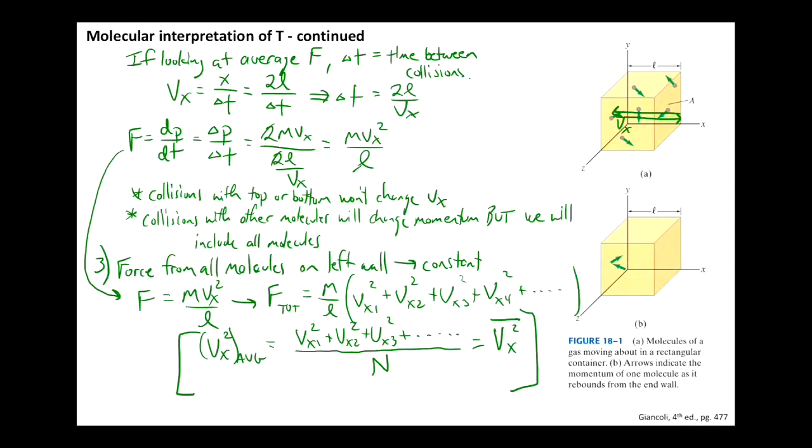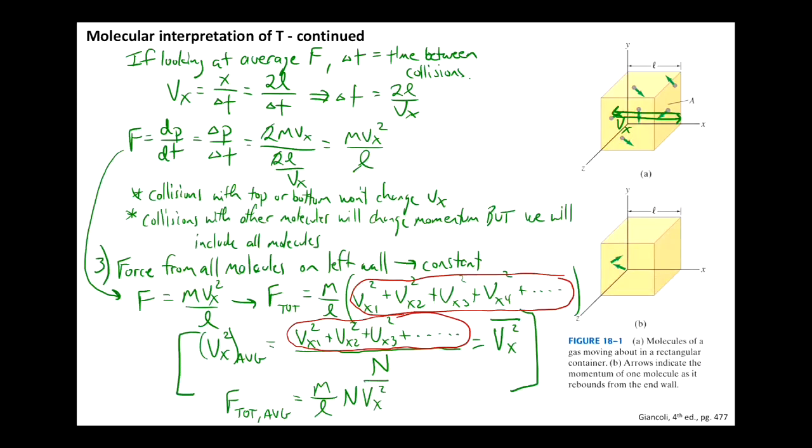Which means I can make a little substitution here, okay? Notice that this part of the equation is what we have just above. So I'm going to get rid of that sum and just plug in N times vx squared average. We're going to use that equation to make a substitution. So now we can write the force total, and now this is going to be an average total value, is going to be m over L times capital N, the total number of molecules, times vx squared average.